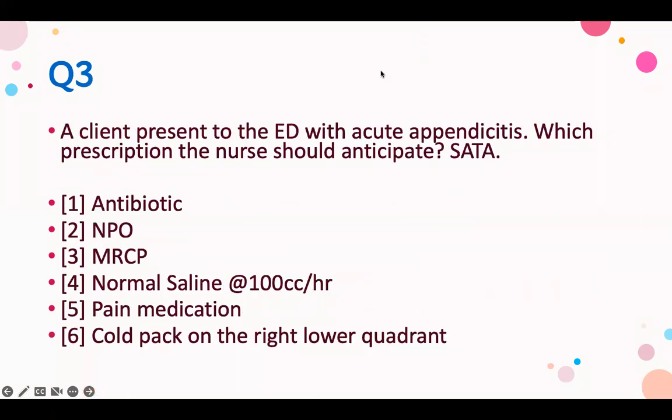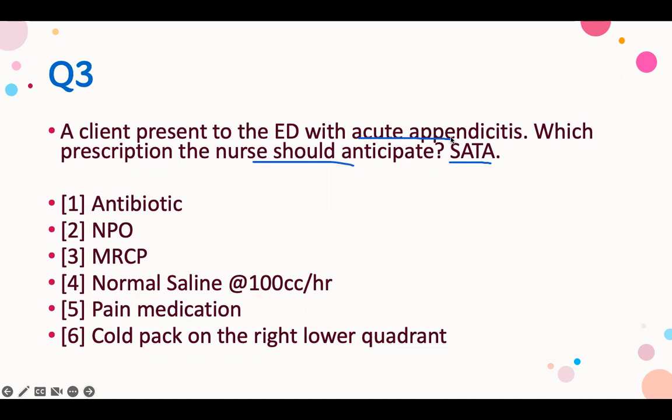And then finally, another SATA question, the same thing. Which prescription should the nurse anticipate? Okay, so that is what is being asked. A client presents to the ED, the emergency room, with acute appendicitis. So that's the case. You have appendicitis. What prescription should I expect as a nurse? So then your buzzwords, you've taken them already. You rewrite: appendicitis, prescription I should worry about, and what I should anticipate.